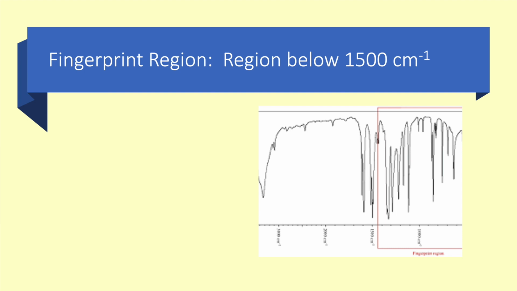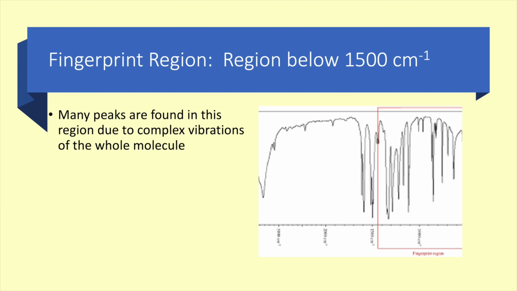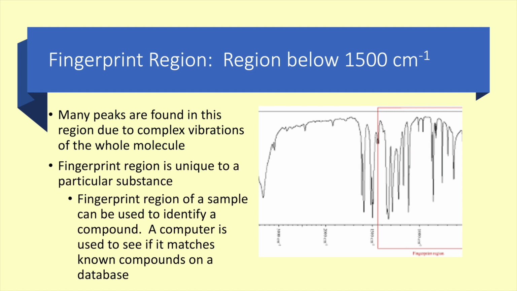So this box in red is what's called the fingerprint region. It's called this because, just like our fingerprints are unique to us, for a compound, that is its fingerprint. It's unique to that compound. There are many peaks in that region due to complex vibrations, and because it's unique, it can be exactly matched to a known sample in a database. So we can use computers to overlay them, make sure that they match and then confirm its identity.